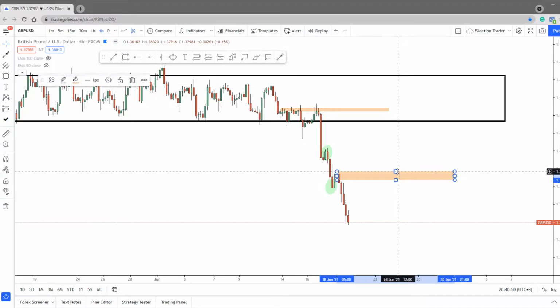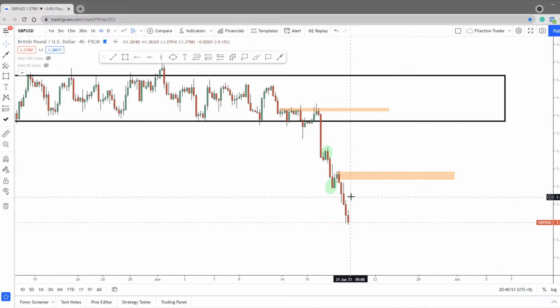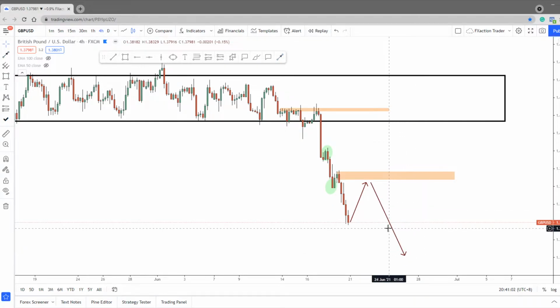All right, do not sell at the low. Do not sell at the low of the market. We always wait for the market to do the pullback and go for a sell signal.